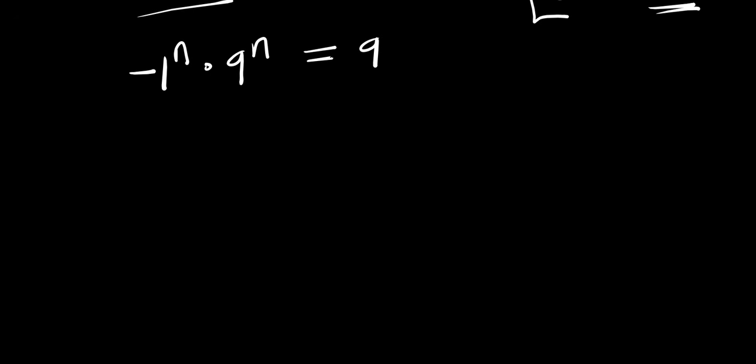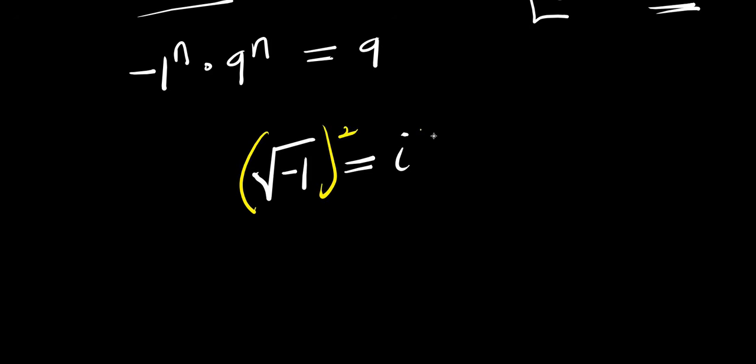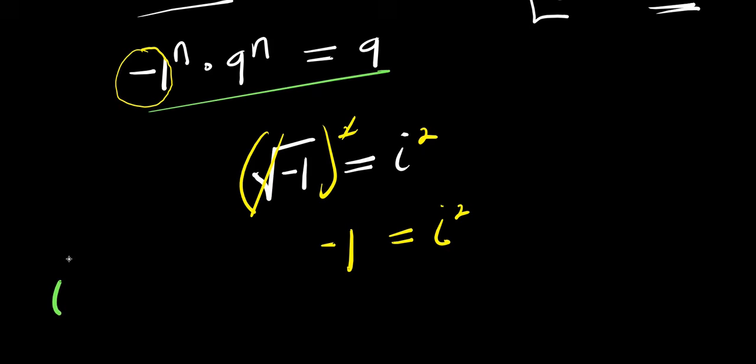Now, let's consider this identity. If you have the square root of negative 1, this equals the imaginary number i. If you decide to take the square of both sides to cancel this, you have negative 1 equals i power 2. Now, we can replace this negative 1 here with i power 2. So that means this equation becomes i power 2 raised to the power of n times 9 raised to the power of n, and this equals 9.